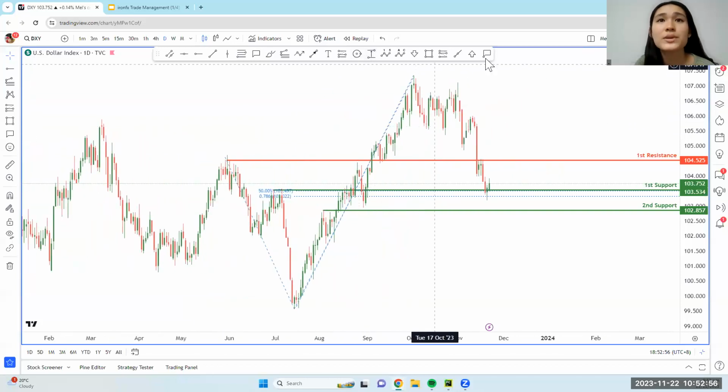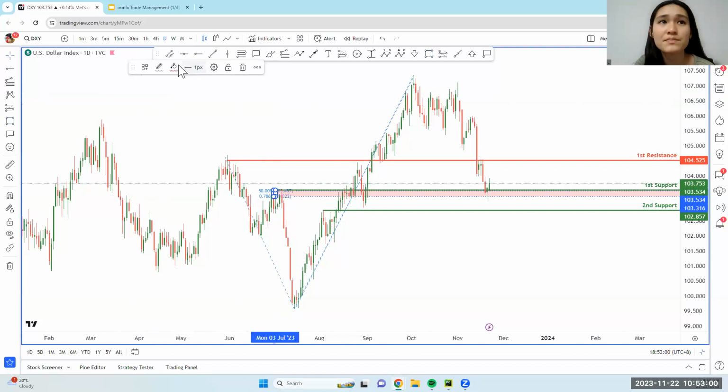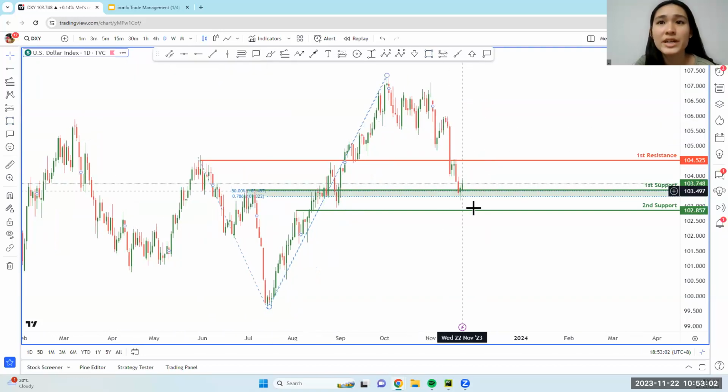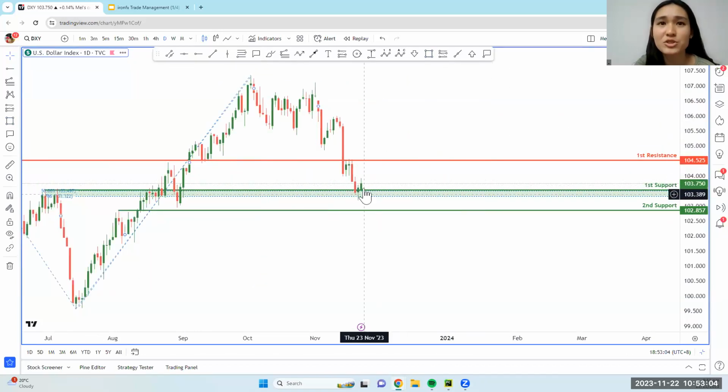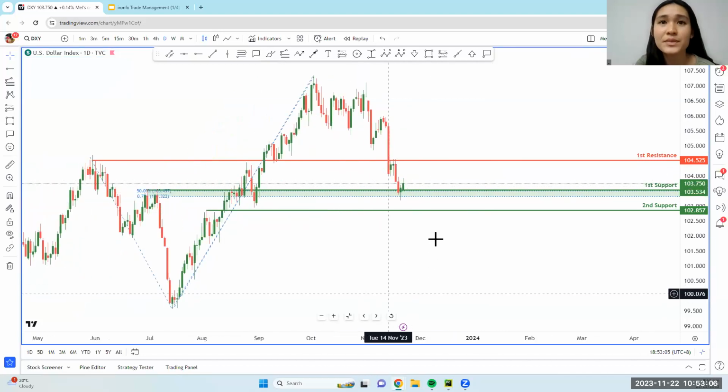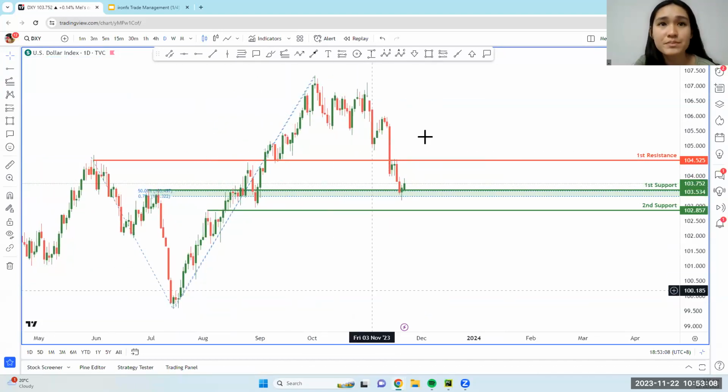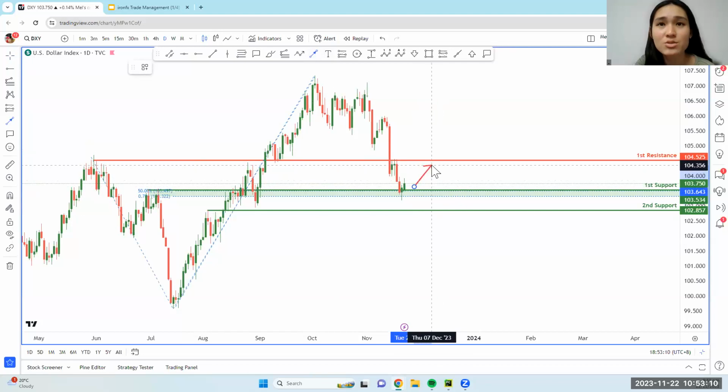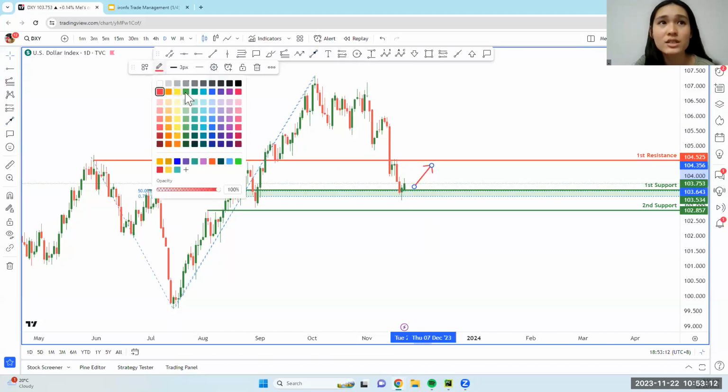I think that's all the levels we have. But we see this confluence area here. So we can expect some resistance off here, which you see is already happening here. So we're expecting prices to shoot up from this level here.